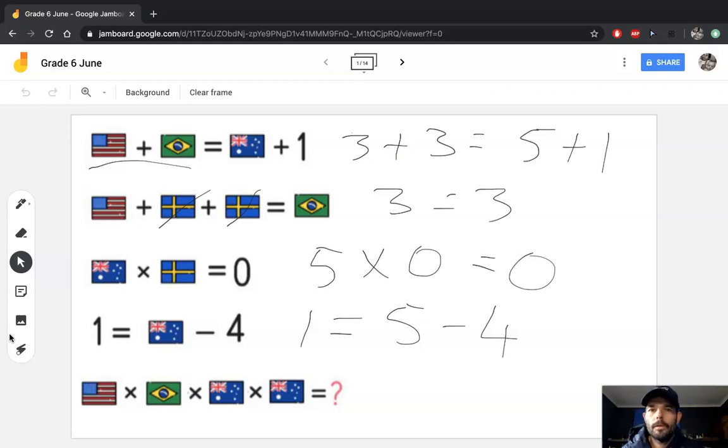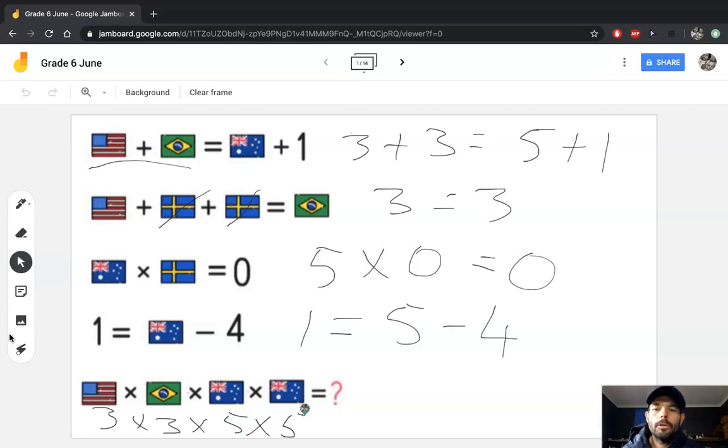Then all that's left for us to do is to have a look at the multiplication series at the bottom. And if America's 3 and Brazil is 3 and Australia, could be New Zealand, I'm not a geography teacher, so apologies, we know that that's 5 times 5.